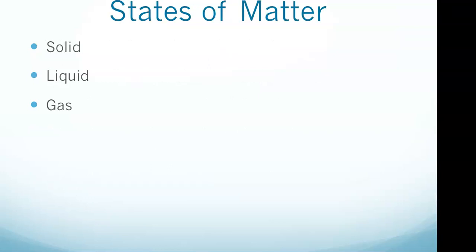All right, so we got 3 states of matter. As we start off here, matter is anything that has mass and takes up space. The 4 most common states of matter are solid, liquid, gas, and there's also plasma. The TEAS primarily focuses on the first 3 and not plasma, so we won't get into plasma today.